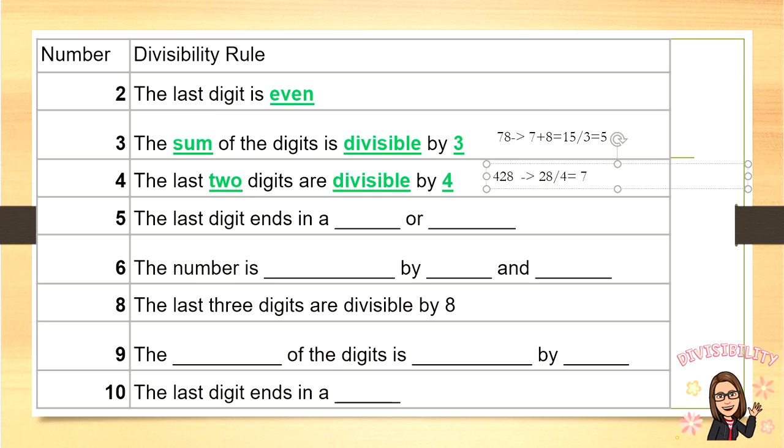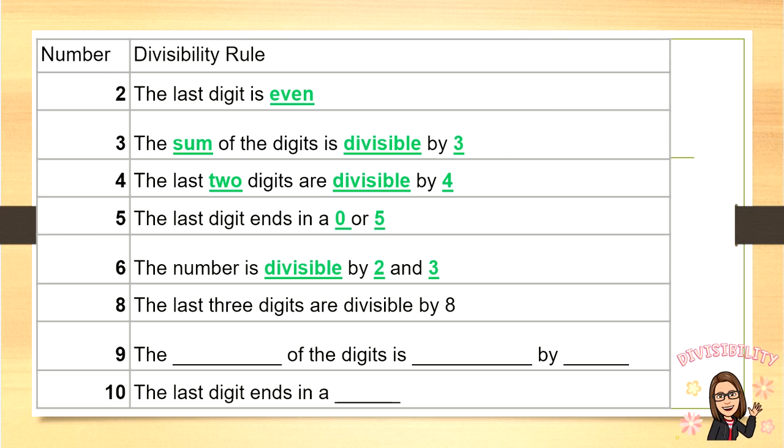The 5s. If you look at the 5s, you look at the last digit, the last number. And if it is a 0 or a 5, then it's going to be divisible by 5. Now, 6. Well, think about 6. 6 is 2 times 3. So the number is going to be divisible by 2 and 3. So if you know it's divisible by 2 and divisible by 3, then it has to be divisible by 6.